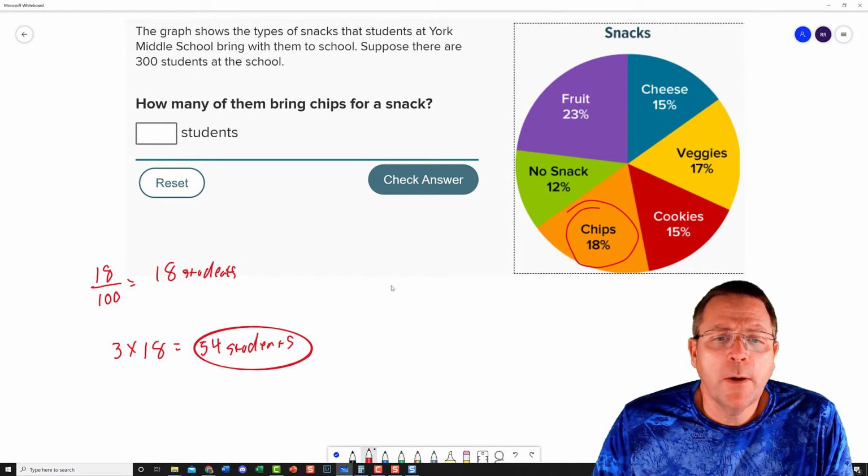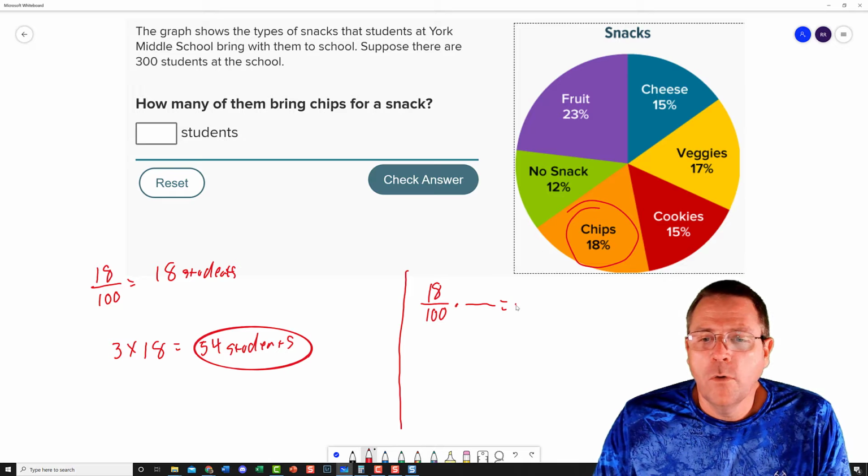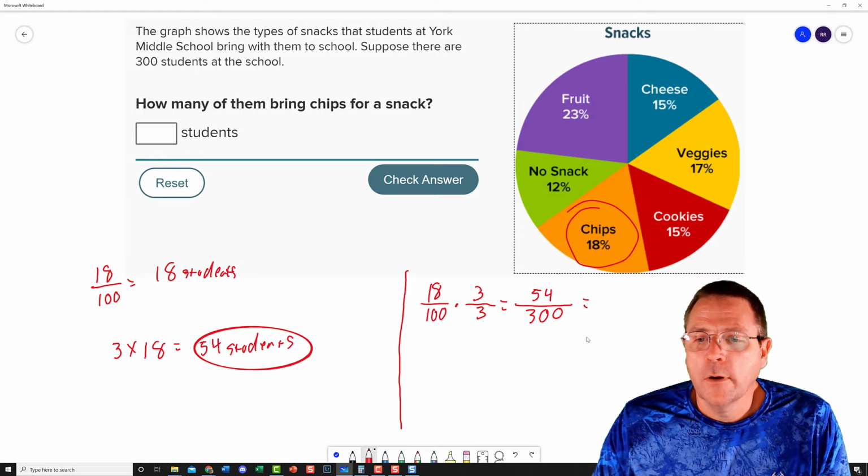Now, that is a way of doing it, and your textbook says it's a good way of showing your work. But this is how I would do it. If it was me doing the problem, I would say I have 18 over 100 students. My goal is to get to 300 students, so I'd say 100 times what? 3 is equal to 300, and then I say 18 times the same 3 is going to give me the 54, and therefore I'm going to have 54 students who prefer to eat chips.